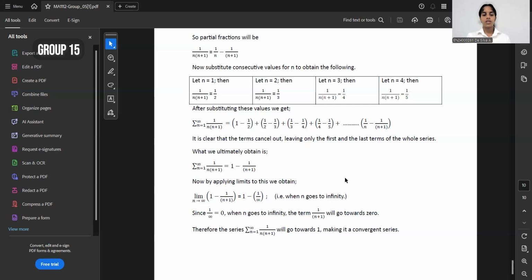In conclusion, the series 1 over n into n plus 1 is a convergent series and its sum is 1.